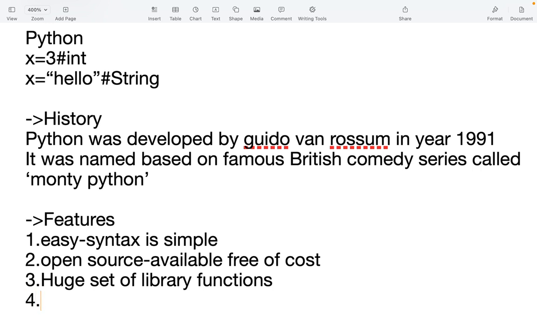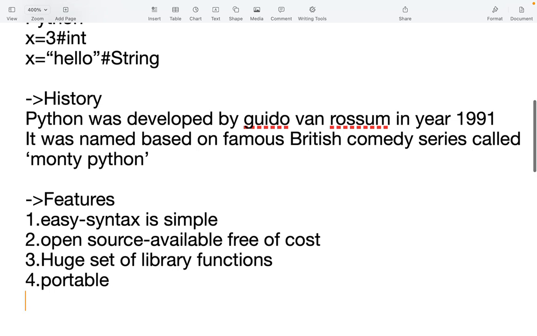The next one is portable, which means you can share a program typed in one operating system with different operating systems and execute it. It's nothing but a cross-platform language. Whatever program we type in Mac OS, you can execute on different platforms like Windows, Linux, and so on. That concept we call portable.